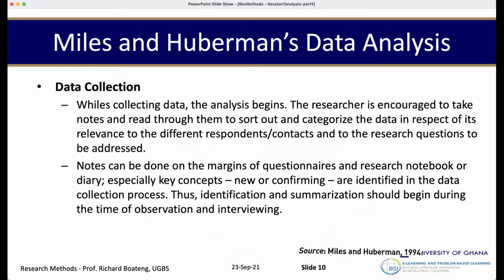So data collection. Data collection is when you start collecting data. When you have developed your questionnaire, you go to the field and you start collecting data. But we say that analysis begins at that stage because the researcher is encouraged to read through the notes and sort out and categorize the data as they come. Even the way you structure a questionnaire lets you start categorizing or tabulating the data. So in that sense, you have started analyzing.